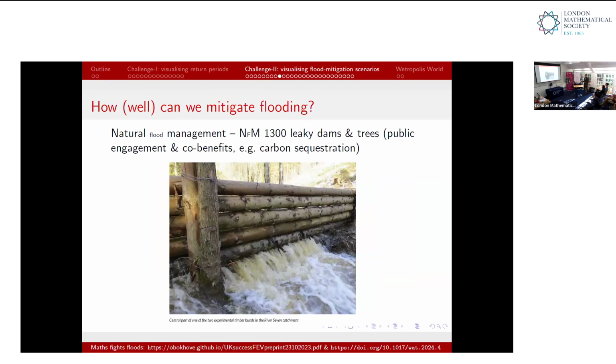Another option is natural flood management. For example, leaky dams, which you usually put in the higher branches of the catchment, where normally the water flows under, but when it rises, this blocks the flows, and you need loads of them to make an impact. It has extra benefits, nature value, because you get more wetlands, carbon sequestration, and so forth. Beavers. Loads of stuff.